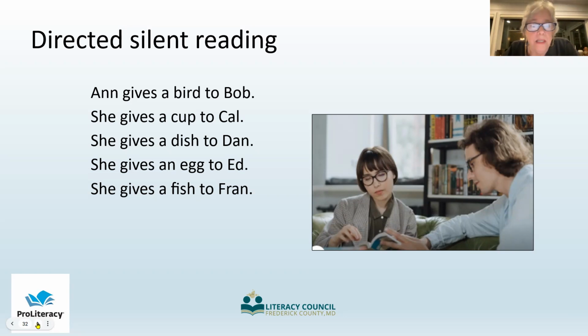What does Anne give to Dan? A dish. Good. What does she give to Ed? An egg. Good. What does she give to Fran? A fish. Very good. Now that's a very simple level at a beginning lesson, but this same technique applies all the way up.